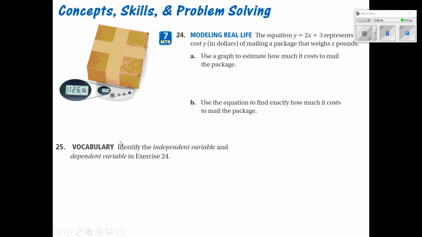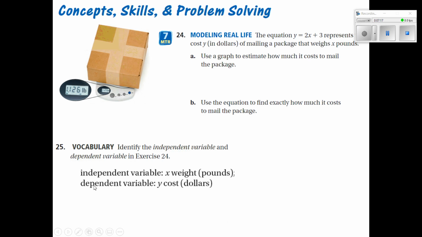Number 24 is yours, 25 is mine. Identify the independent variable and dependent variable in exercise 24. Oh, wow. Okay, so we're talking about the equation y equals 2x plus 3, which represents the cost in dollars of a mailing package that weighs x pounds. I'm going to say the dollars are dependent on the weight, because I'm not going to charge any dollars until I weigh the package. So the independent variable is the weight, and the dependent variable is the cost in dollars.